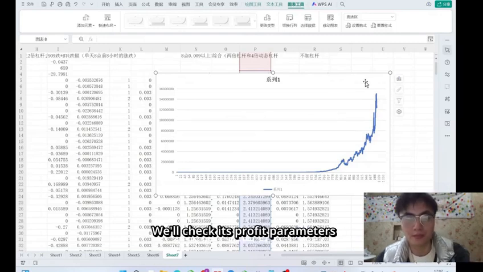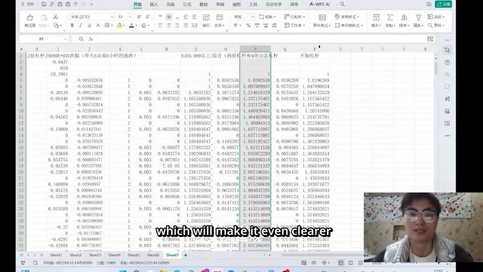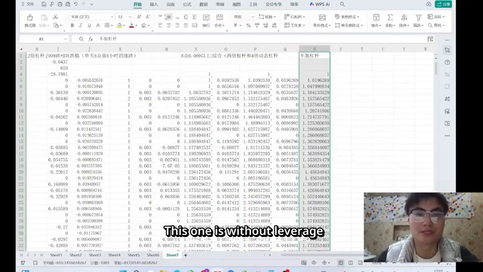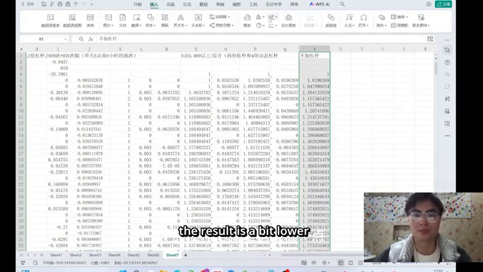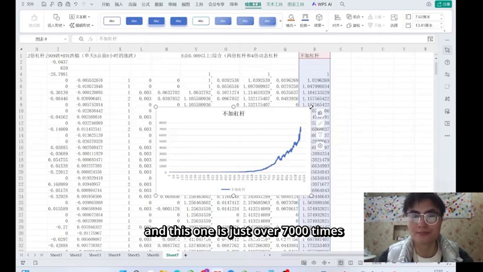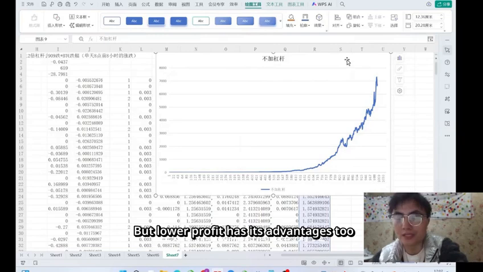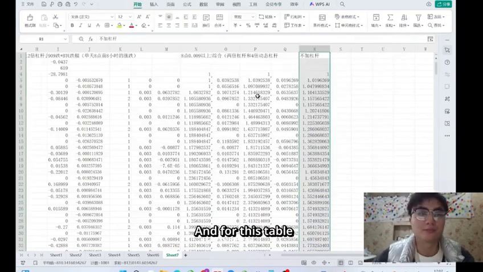We'll check its profit parameters in the program later, which will make it even clearer. This one is without leverage. Without leverage, the result is a bit lower. That's the 12 million times one, and this one is just over 7,000 times. But lower profit has its advantages too. Let me show you. And for this table, the formula is quite simple.